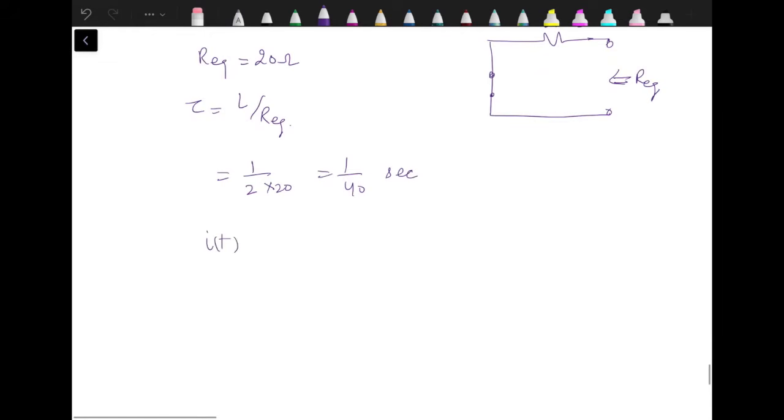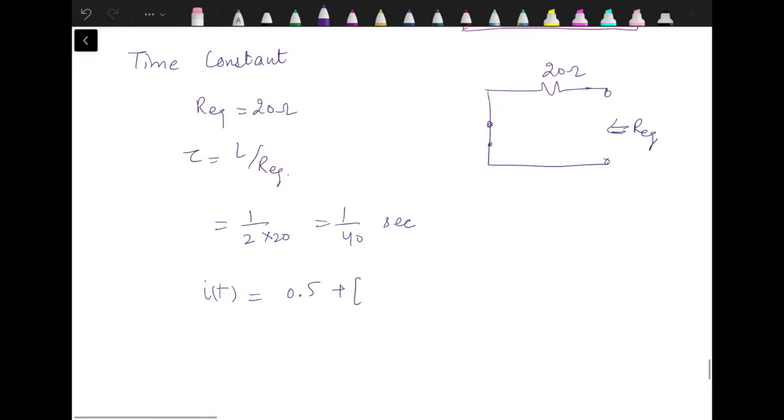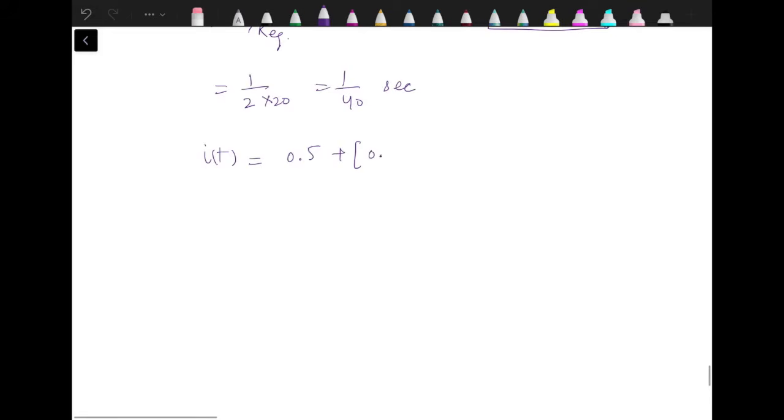So the expression for current is equal to I infinity, which is 0.5, plus I0, which is 0.6, minus I infinity into e raised to minus t by tau, so 0.5 plus 0.1 into e raised to minus 40 t amperes. This is the value of current through the inductor.